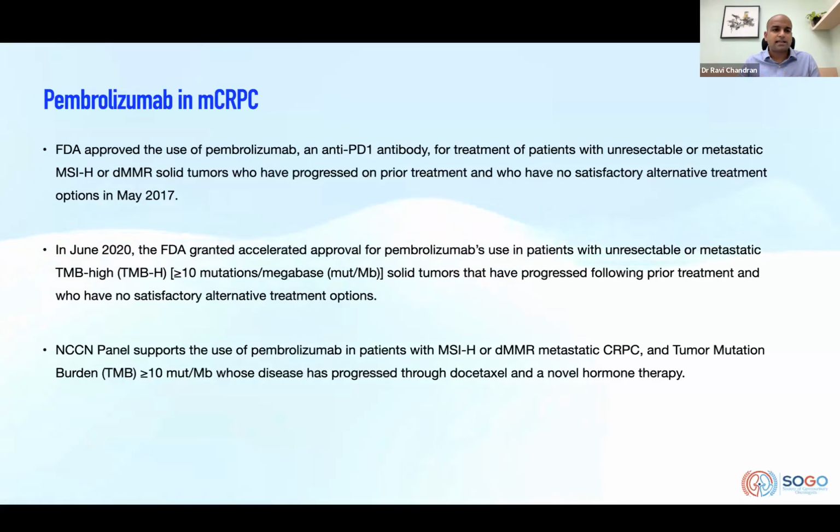There was one more trial in June 2020, wherein they looked at the tumor mutational burden. And if the tumor mutational burden was more than 10 mutations per megabase in a solid tumor, pembrolizumab can be used as an absolute last resort option.